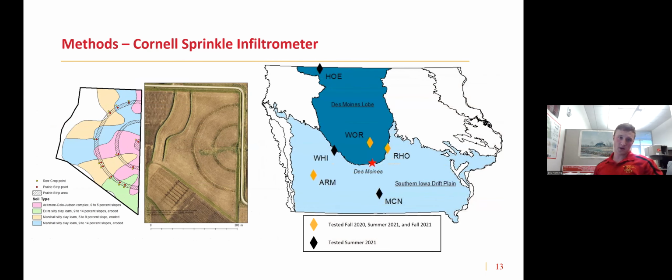We conducted the Cornell sprinkle infiltrometer experiments across 6 sites across the state of Iowa. So we have 2 within the Des Moines lobe, and then 4 on the southern Iowa drift plain. Of these 6, 3 were sites where we measured on 3 separate occasions: in the fall of 2020, summer of 21, and fall of 21. And then the other 3, we only took measurements in the summer of 21. I should mention all 6 of these sites had prairie strip establishment between 2014 and 2015. So they're between 5 and 7 years old by the time we took the infiltration measurements.